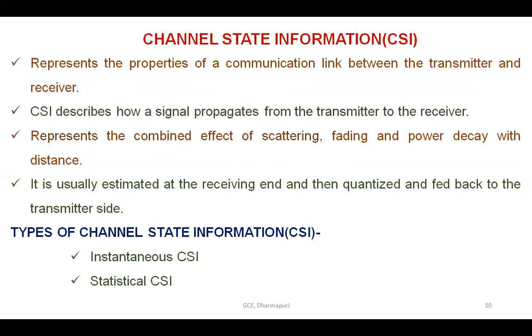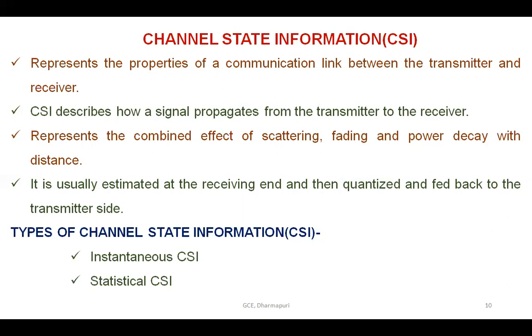The next topic is channel state information, CSI. It represents the properties of the communication link between the transmitter and receiver. CSI describes how a signal propagates from the transmitter to the receiver. It represents the combined effect of scattering, fading, and power decay with distance. It is usually estimated at the receiving end, then quantized and fed back to the transmitter side.